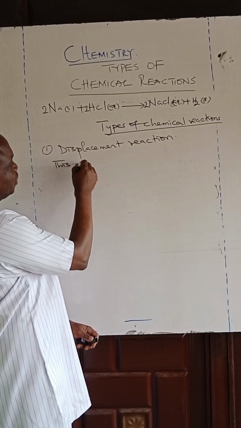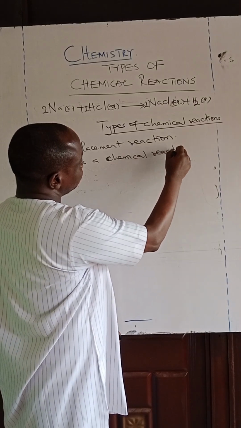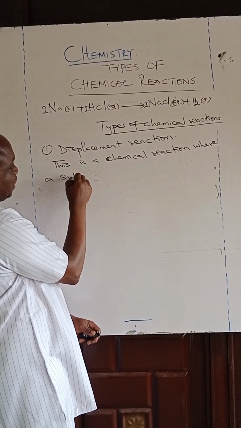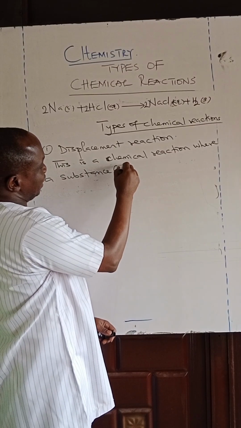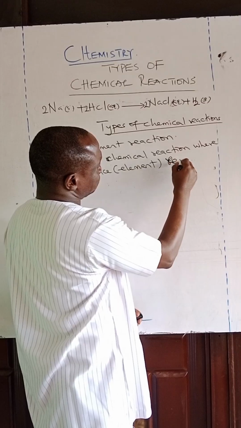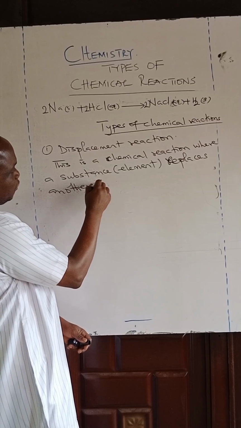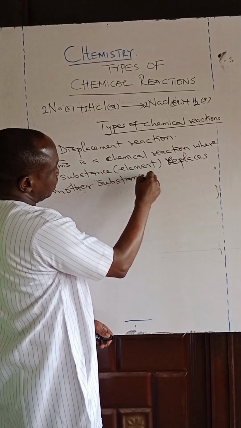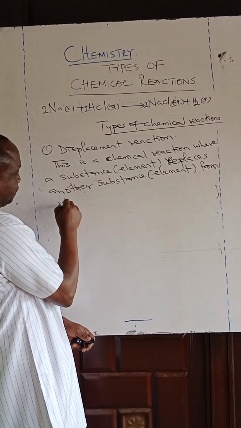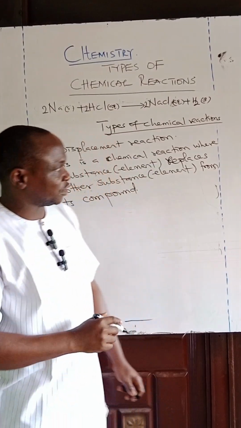This is a chemical reaction where an element or a substance, usually an element, replaces another element, another substance or elements, from its compound. That's the definition of displacement reaction.